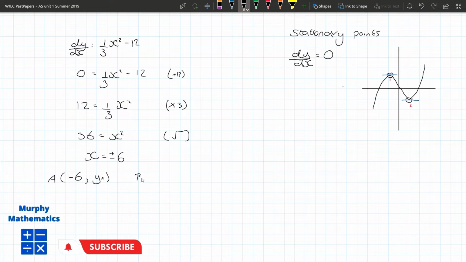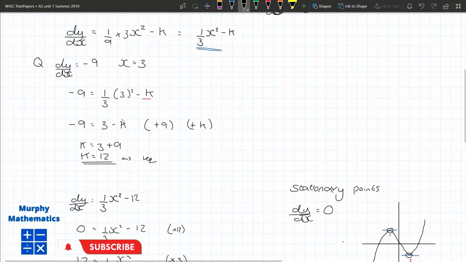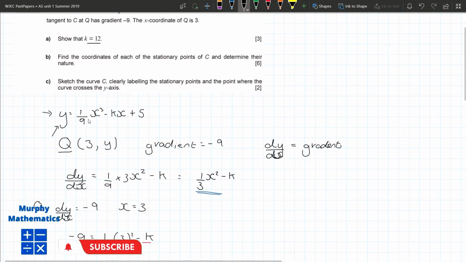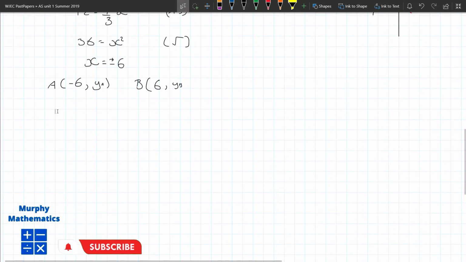And I've got point B, which is at positive 6, and I don't know the y yet either. So I can now use the equation I was initially given, y equals 1/9 x cubed minus kx plus 5. I'm just going to copy and paste that to bring it down. So I can use that now to find my y terms.